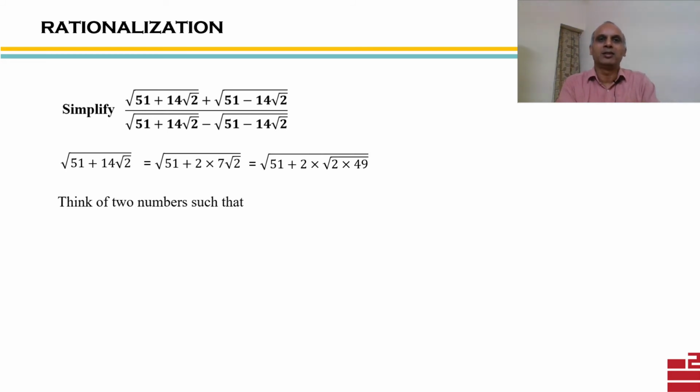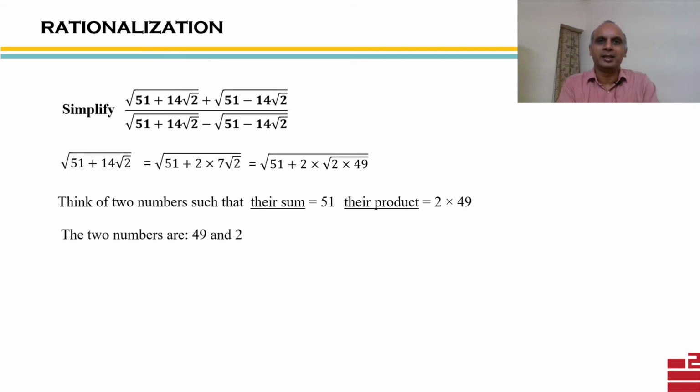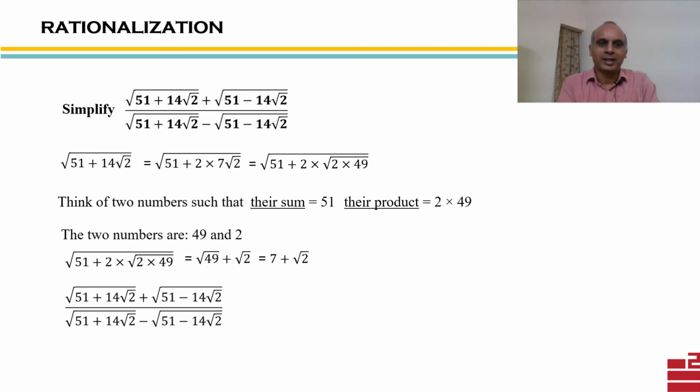And then we will think of two numbers such that their sum is 51 and the product is 2 into 49. We can easily find out those numbers are 49 and 2, isn't it? And then the answer becomes root 49 plus root 2. Upon simplification, root 49 will be written as 7 and we get 7 plus root 2.